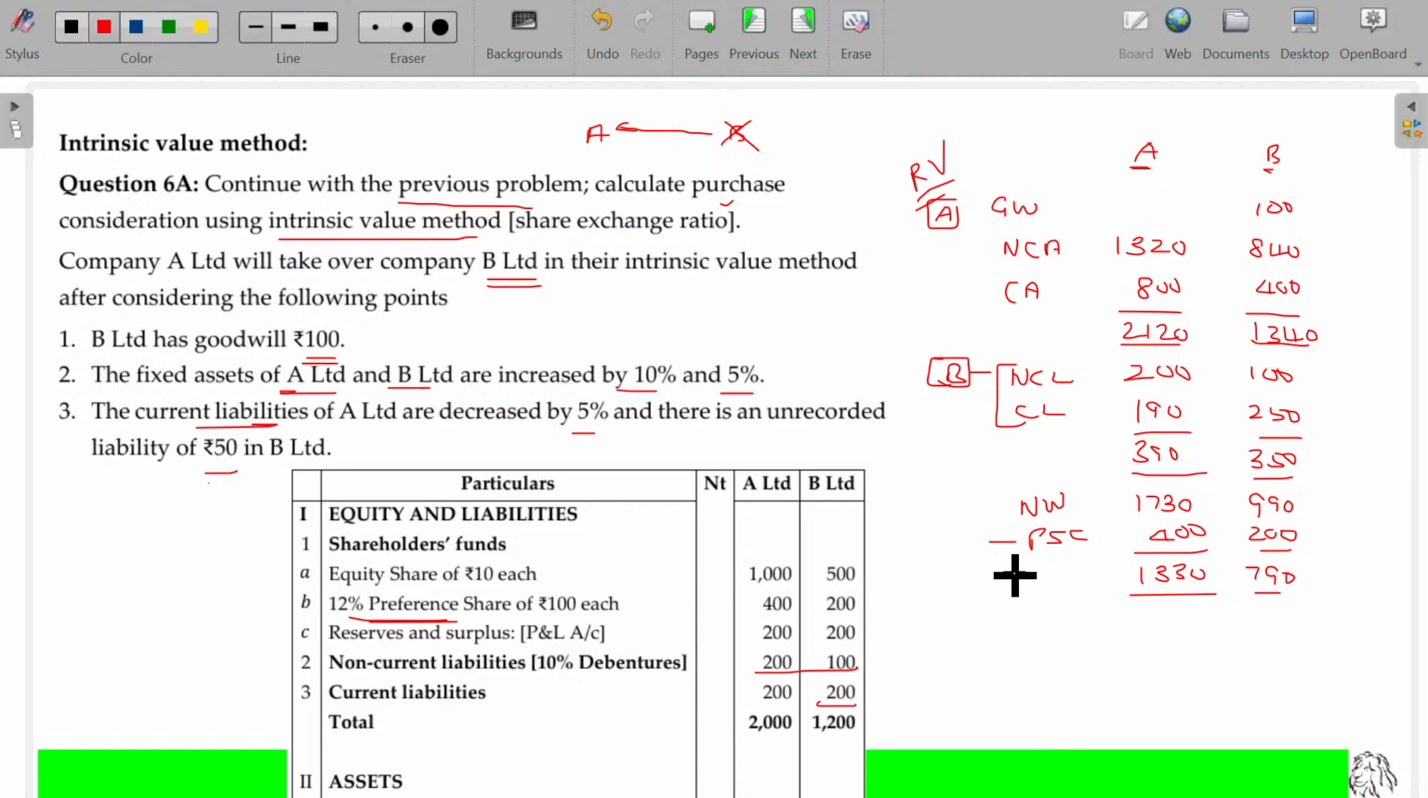This is called equity. Equity is nothing but equity shareholders' funds. Now what is the number of shares they have? Number of equity share capital: 10 rupees each for 1,000 means 100,000 shares and 50,000 shares. And what about the intrinsic value? Fair value per share, which is nothing but equity value divided by number of equity shares, then the value being 13.3. And in the other case, 15.8.